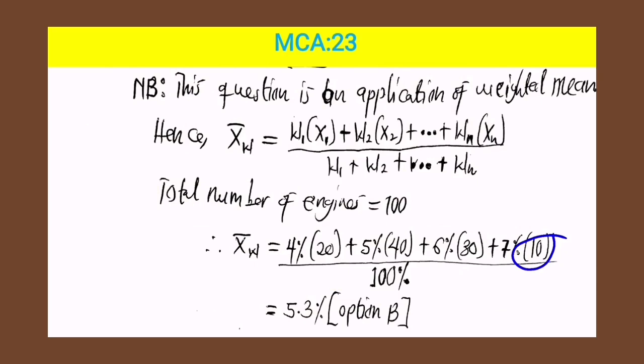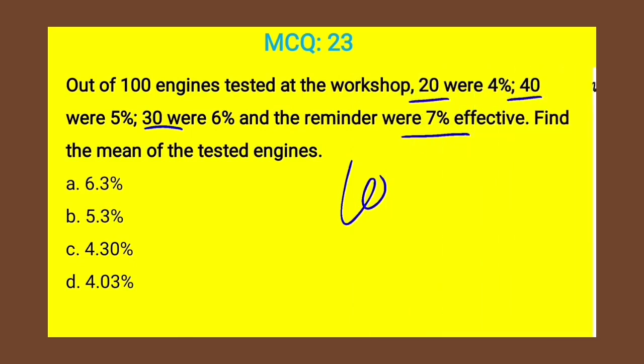So when you multiply the percentage by their respective machines and divide by the total, which was 100, you should be able to arrive at 5.3%, and that was option B, which is 5.3%. So that is the whole. Just multiply the weight by the data and divide by the weights, and that is all in that case.